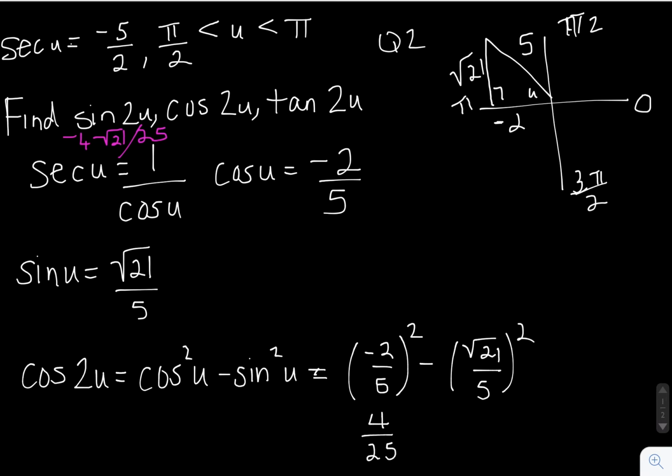So that would give us what? 4/25 minus 21/25. So obviously that's going to give us a negative number. And that would be -17/25. And that is our answer for cosine of 2u. So we'll put that up here. -17/25. Okay, sorry, that 7 looks crazy. Let's change that.